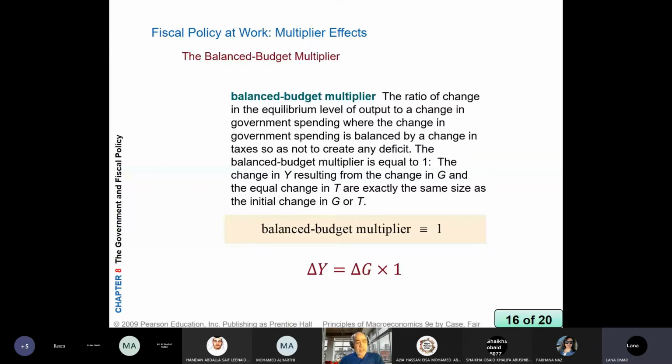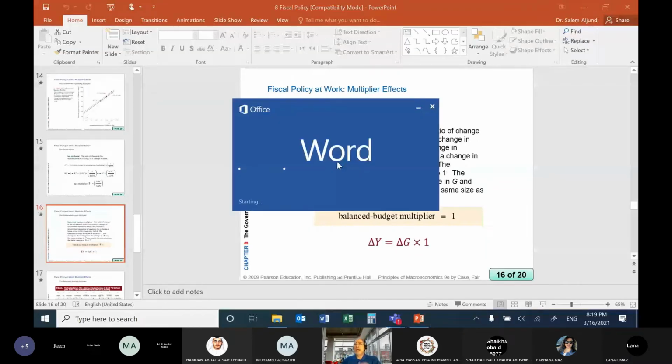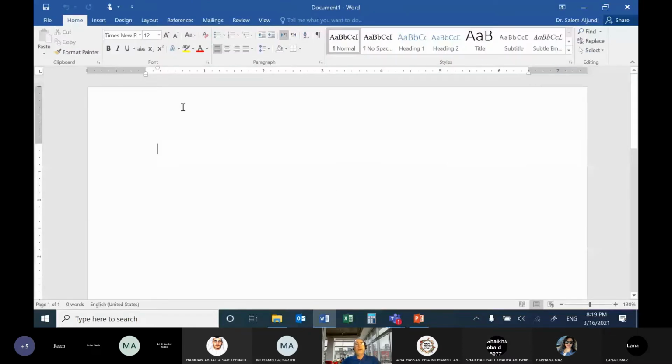Okay, so let me skip from this for a moment and open a Word file. I think you can see Word file. Okay.